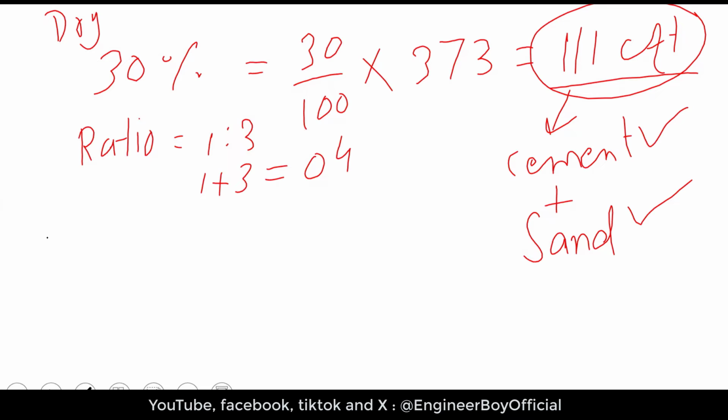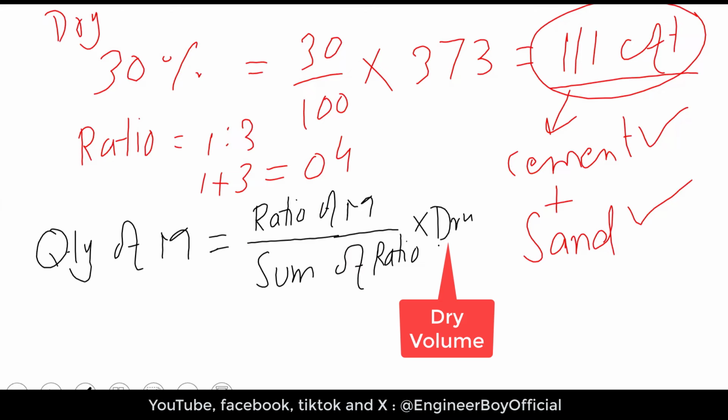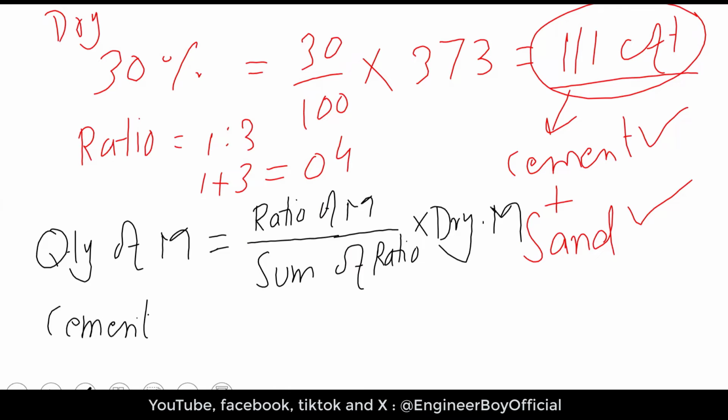In order to determine the quantity of any material, you have to take the ratio of that material and divide it by the sum of the ratio. So it is like a formula. Then multiply this with the dry mortar. So now let's determine the quantity of cement.